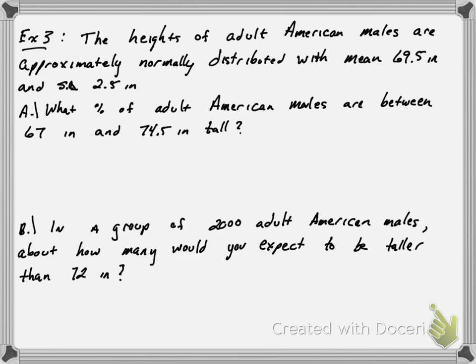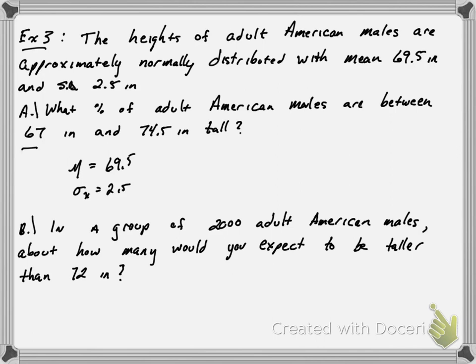Example 3 is about the heights of adult American males, and it says they're approximately normally distributed with a mean of 69.5 and a standard deviation of 2.5. I always go ahead and write that down. 69.5 with a standard deviation of 2.5. That's going to help me because I'm going to use my calculator for this. Just like last chapter we used binomial models, this is a normal model, so your calculator has normal functions for this too.